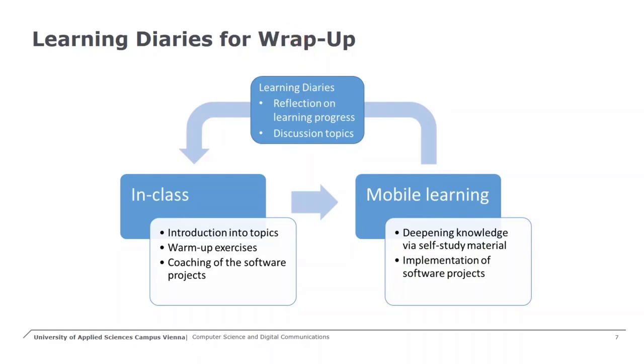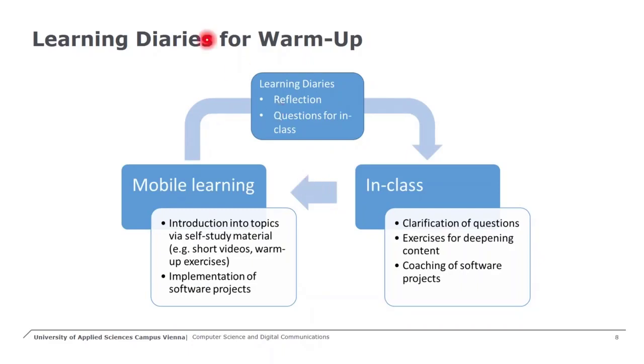In the second course design, learning diaries are used for warm-up. We applied this course design in a course called Mobile App Development in the 4th semester of our bachelor study, and at that time students already have a basic understanding of software engineering methods as well as solid programming skills. The main goal of this course is to teach the specifics of mobile apps and to further deepen software engineering and programming skills. So students here are already quite advanced in the study.